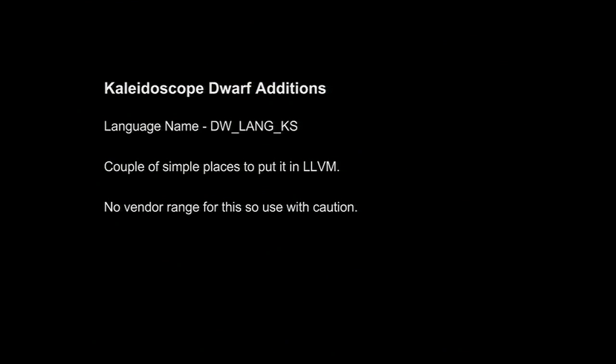Most things in DWARF have a vendor range if you're allowed to change it, which basically means, I'm doing something that's very specific to Apple or Google or Sony or whatever. I'm just going to add my own little vendor-specific DWARF information. Language tags are not vendor-specific, so be careful or you'll be using the Go or Python or Rust or Swift. I think Swift got in, the Swift language tag. Make sure you don't do that.